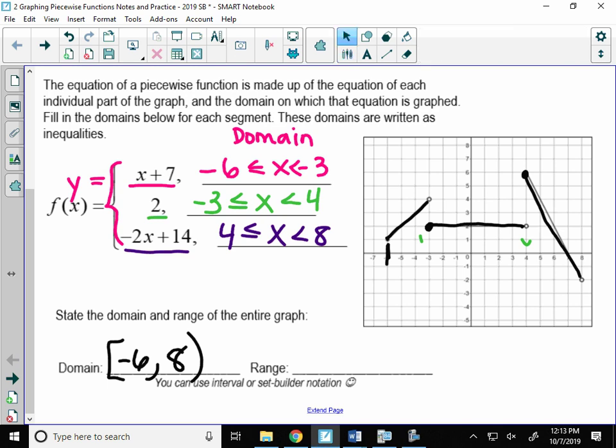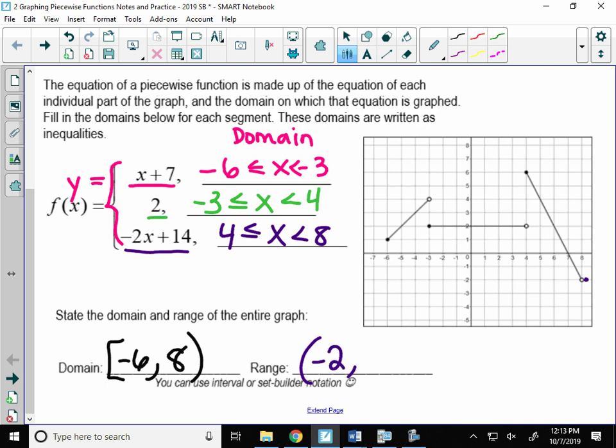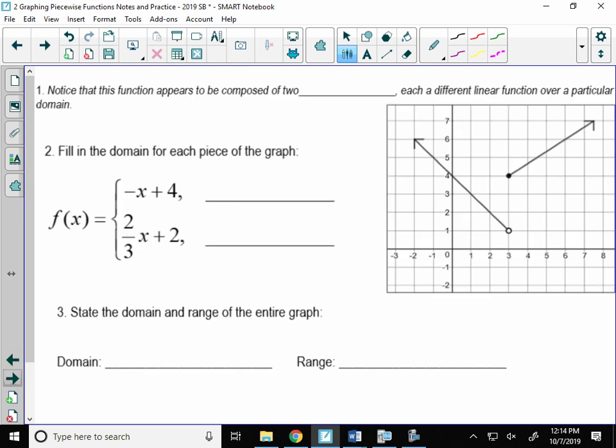Same kind of idea for the y's. The lowest y here is at -2. There's an open dot, so a parenthesis, and that graph goes up until 6. Is there anything higher than 6 on the rest of the graph? No. There you go. We'll get some weird looking ranges and domains in a little bit. Okay? Easy, right? So your domain is how you know what piece to graph.